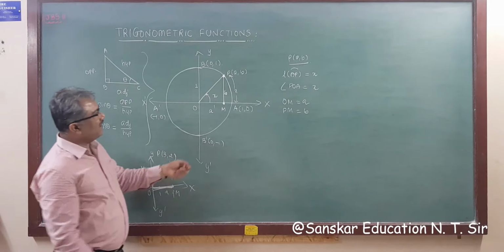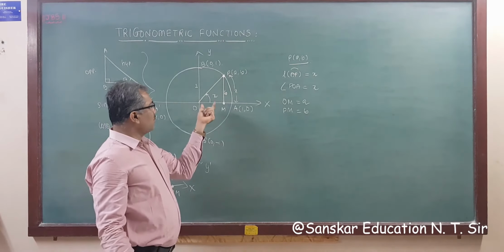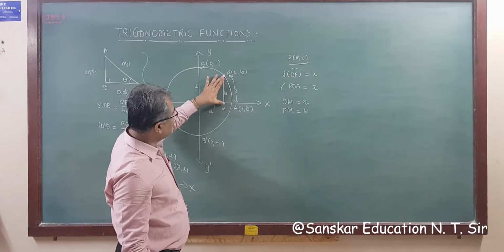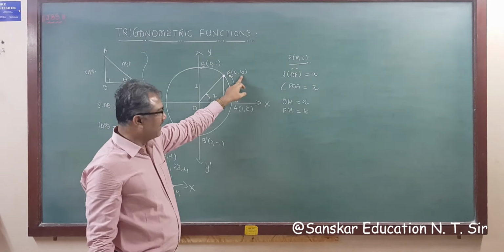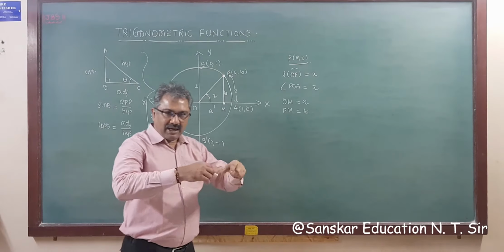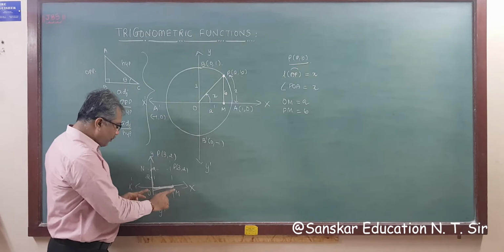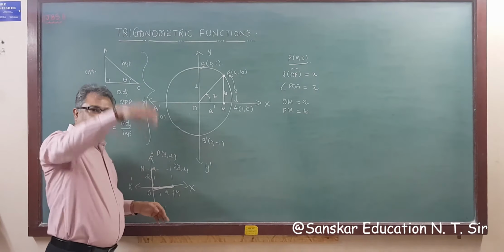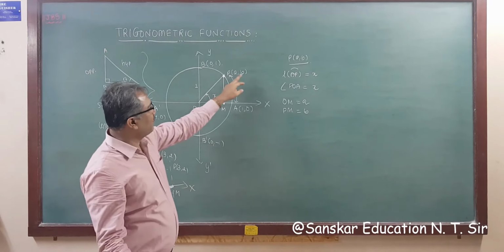So similarly here the point is P(a, b), so the length on the x-axis is the x coordinate and the length on the y-axis, this is PM, is the y coordinate. So always this length OM, the length on the x-axis, is the x coordinate and on the y-axis is your y coordinate.